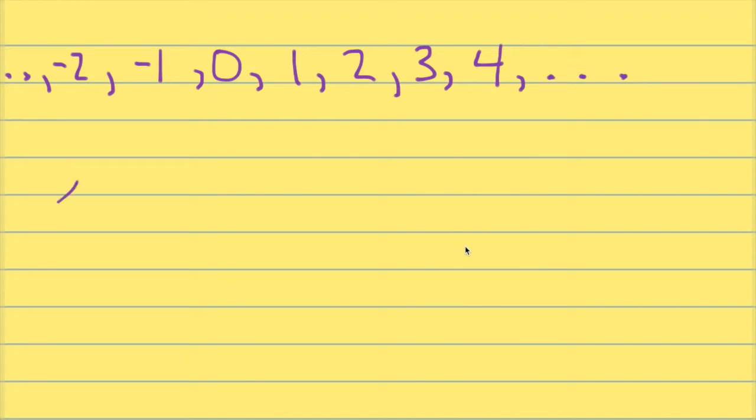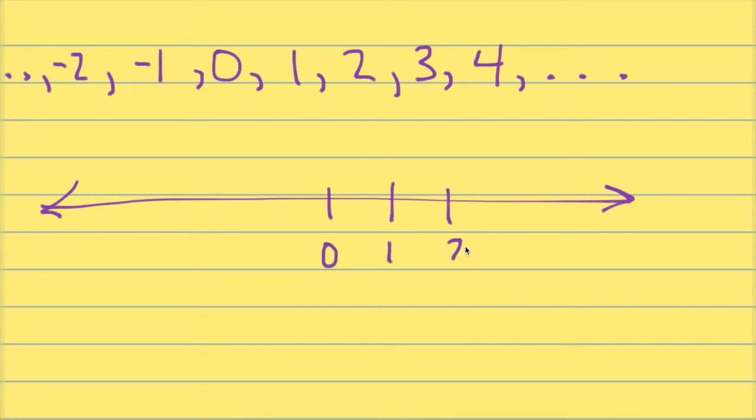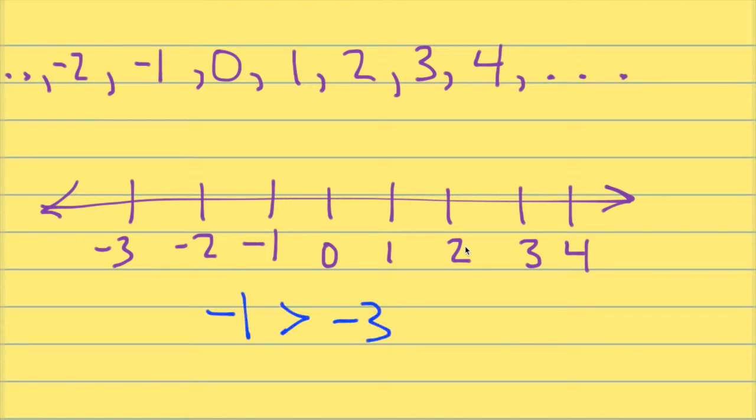So when we look at a number line and we compare numbers, everything to the right is bigger than those things that are left of it. So we already know that 4 is bigger than 3 and 3 is bigger than 2 and so on. But when we look at negative numbers, it looks a little backwards. Because in this case, we see that -1 is bigger than -3 because it's further to the right on the number line.